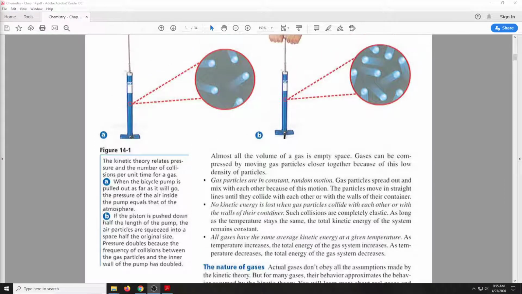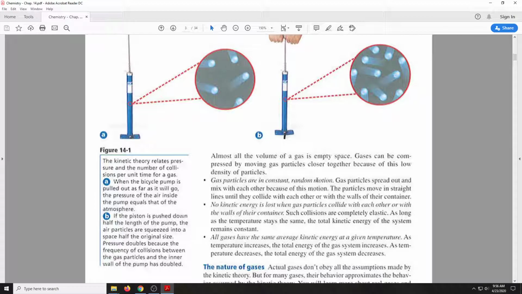Next, gas particles are in constant random motion, so they're all moving in all sorts of different directions. They're spread out. They're going to move in a straight line until they hit something, whether that be another gas molecule or the container. And speaking of when they hit something, no kinetic energy is lost when the gas particles collide with each other or with the walls of their container. So what that means is we say it's completely elastic. No energy is lost. Everything is super bouncy, running around. If two of the gas particles hit each other, they just reflect off of each other and no energy is lost.